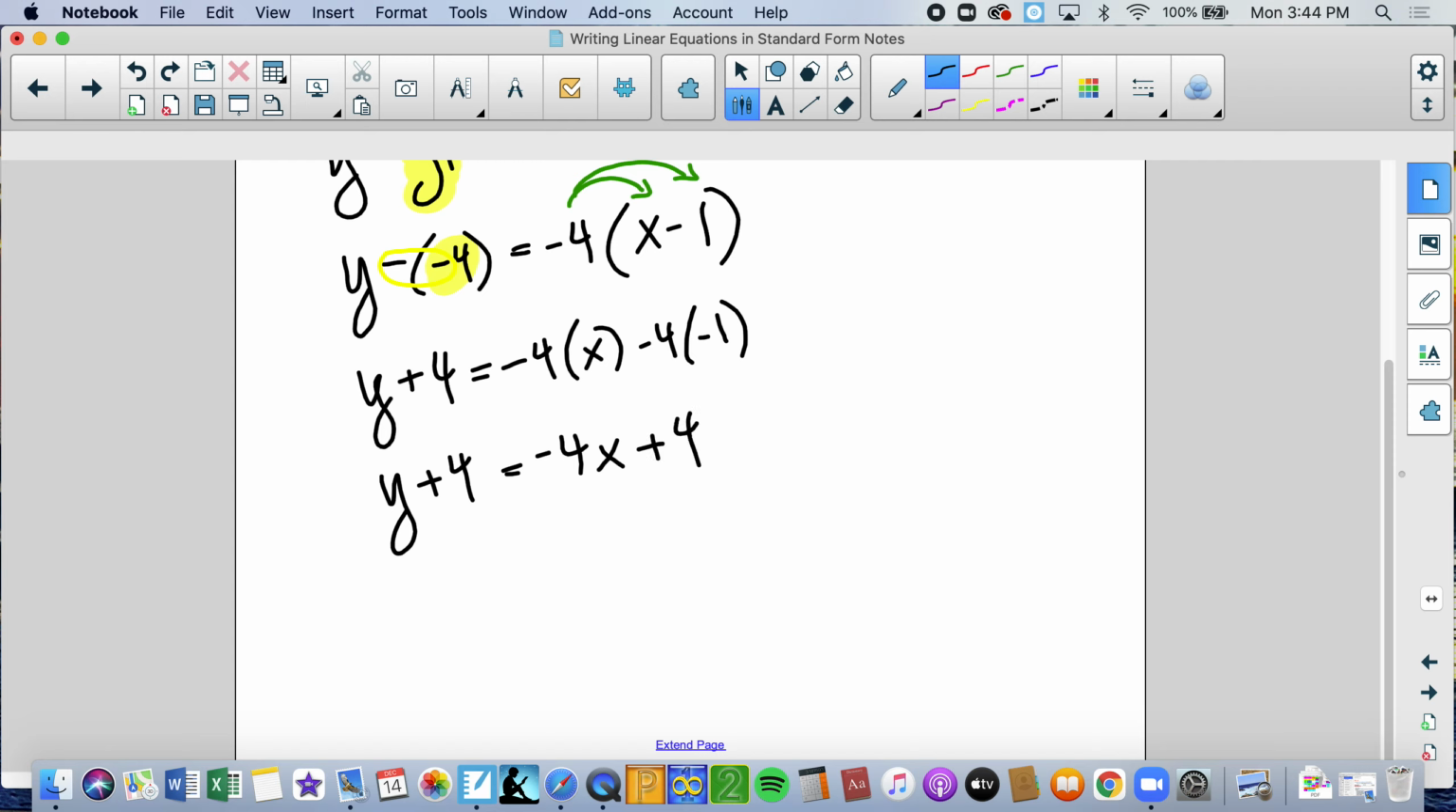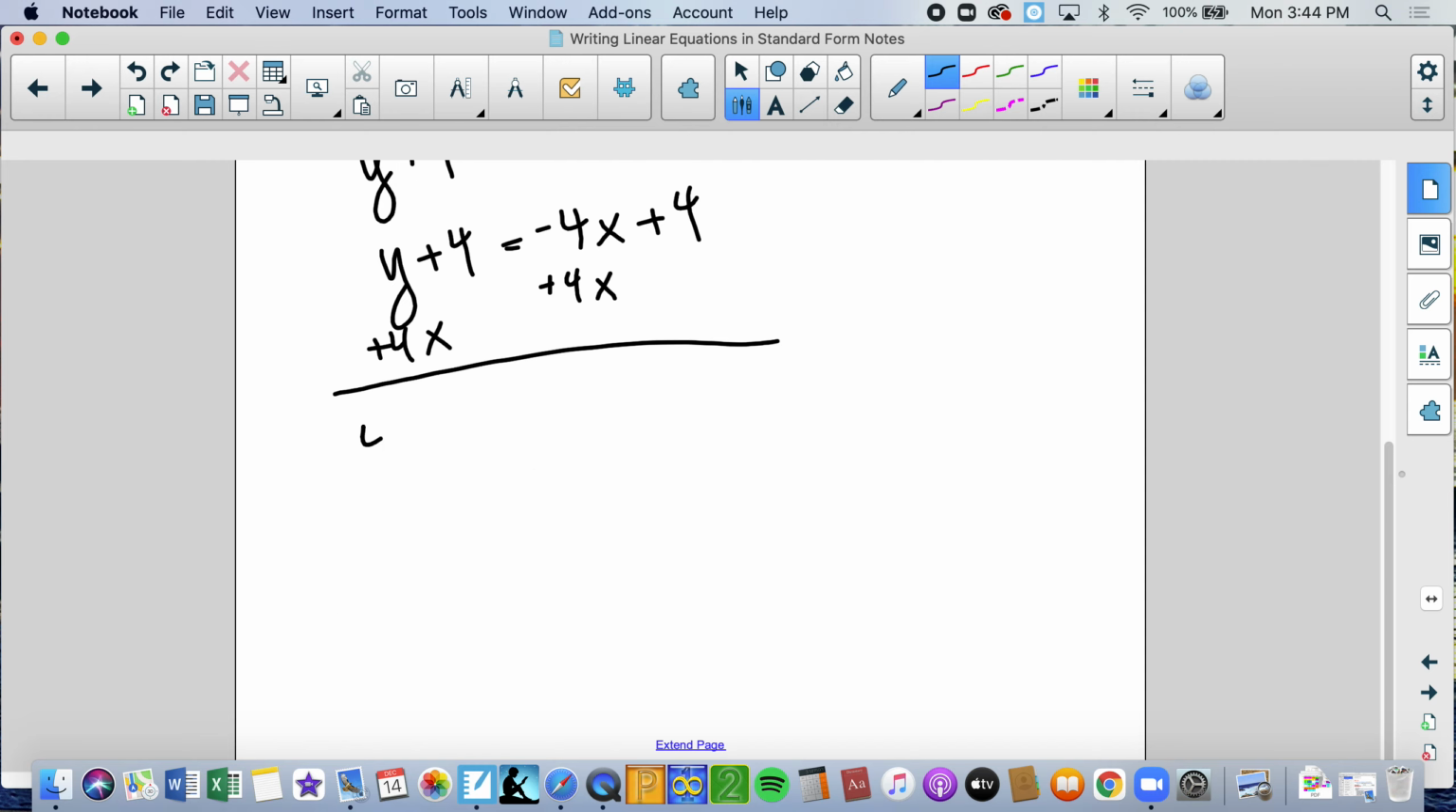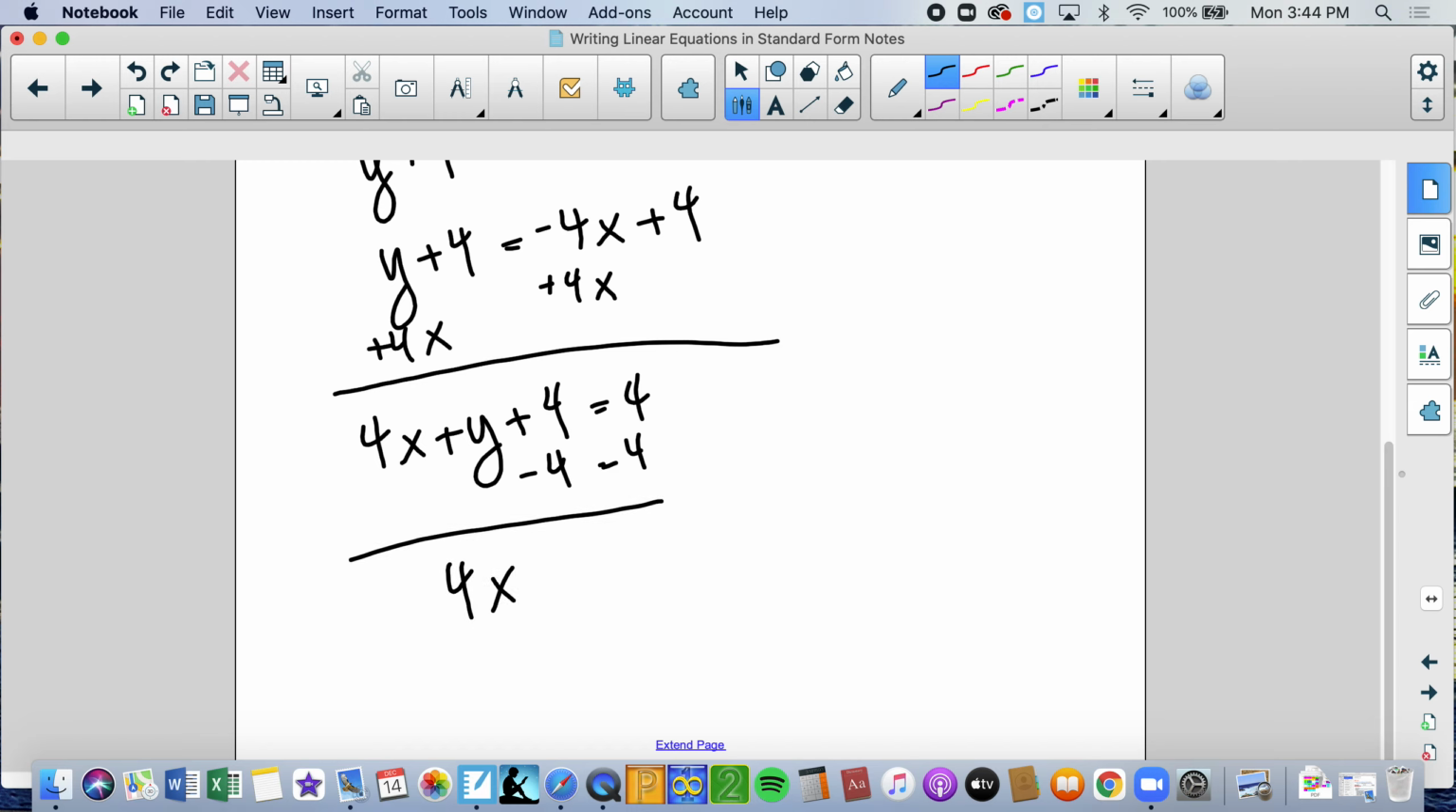Let's move my x from the right side to the left side. I got to get rid of it on the right side. What gets rid of a -4x is a positive 4x. That gives me 4x plus y plus 4 equals 4. Now I got to get rid of the constant on the left side. What gets rid of a positive 4 is a -4. Balance the equation by doing it on both sides. That leaves you with 4x plus y equals 0, which is okay. That is, 0 is an integer. So that would be your final answer.